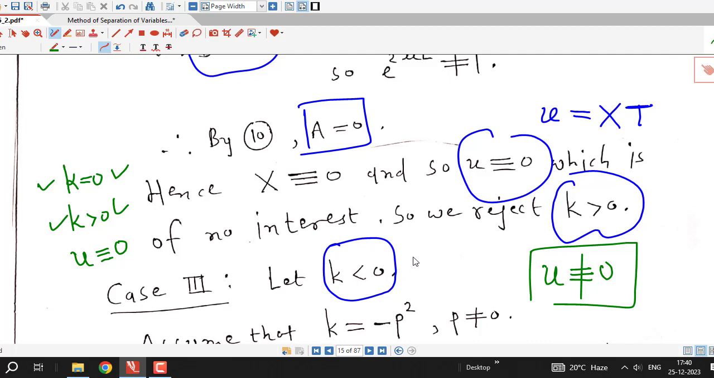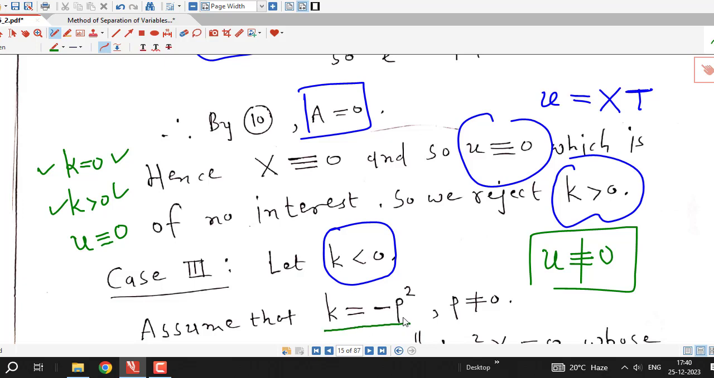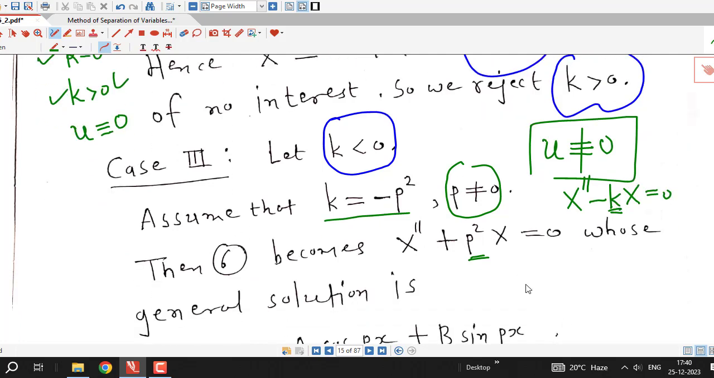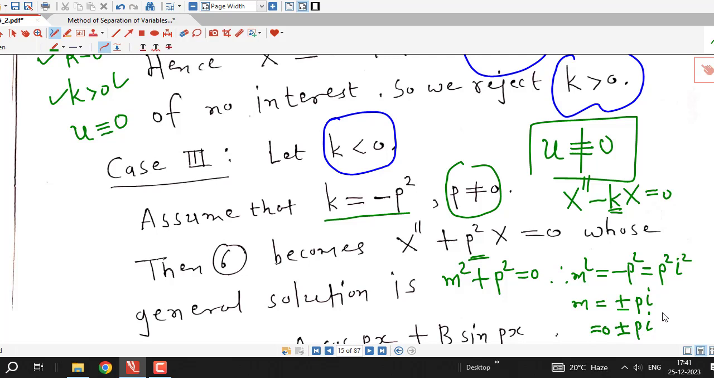Suppose k is negative. Now if k is negative, I can write k as negative of square of some non-zero real number, say p. K is equal to minus p square. That I substitute in that equation X double dash minus k X equal to 0. So if I take k equal to minus p square, I will have X double dash plus p square X equal to 0. And if I want to solve this, I will write down the auxiliary equation, which is m square plus p square equal to 0, and from this I will obtain m square equal to minus p square, and if I replace minus 1 by i square, I will have m equal to plus or minus p into i, and this I can rewrite as 0 plus or minus p into i.